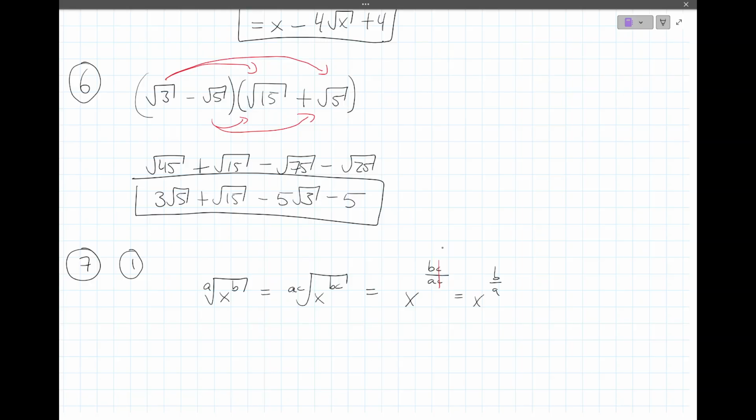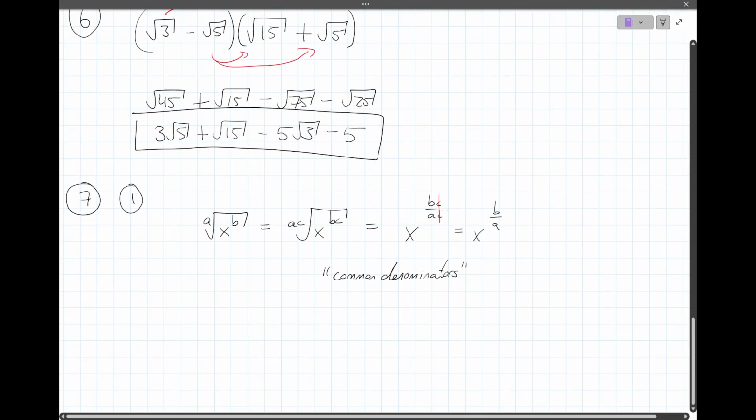Now, why do we want this step here? What's the advantage of having the BC over AC? We're going to think of exponents, sort of like common denominators. We're going to want to get the denominators of the exponents the same. So we're going to think about it like that. And the best thing to do is radical notation.